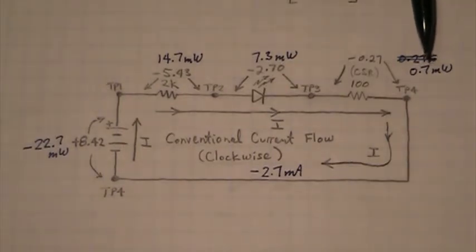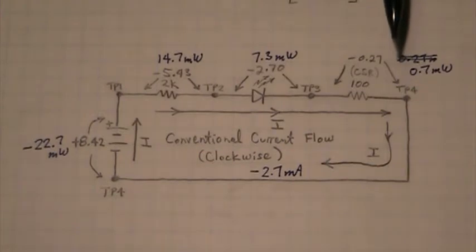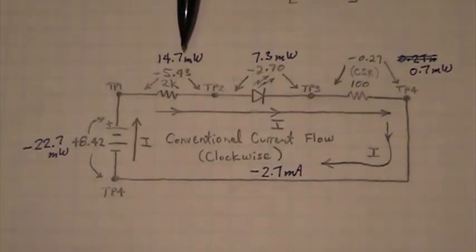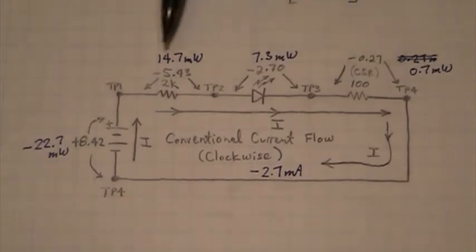Kirchhoff's laws not only apply to voltage and current, but they also apply to power in a circuit, meaning that the power measurements in each component must sum to a value of 0 in the circuit. And it does in fact work out. If you add up 0.7 milliwatts, 7.3 milliwatts, and 14.7 milliwatts, it equals 22.7 milliwatts. But you'll notice that their polarities are opposite.